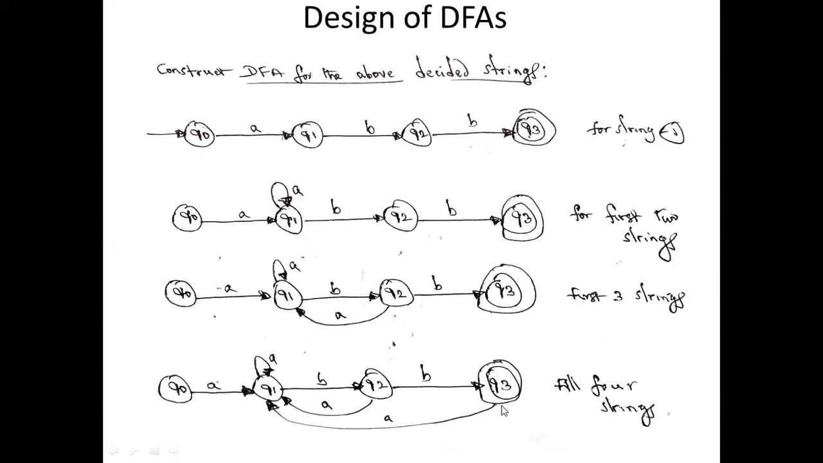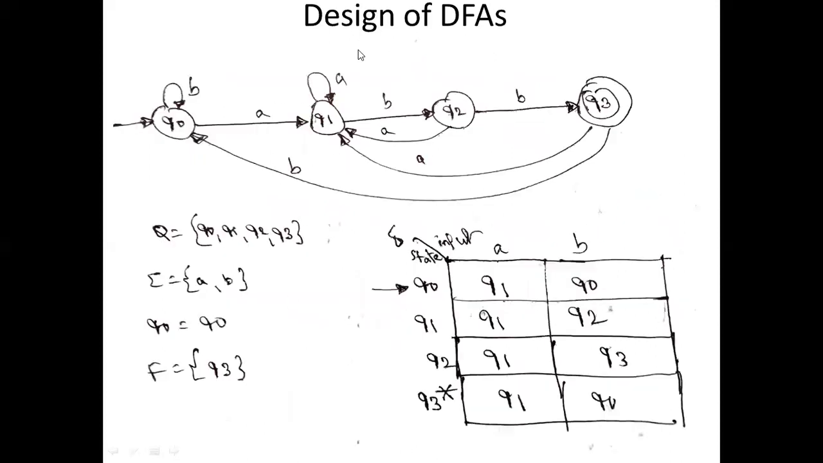B is missing from Q3, then Q3 on B is Q0. So this is the final DFA. For the left transitions, all the left transitions are connected to the initial state. Even if a transition is missing at the initial state, we need to connect it to that state itself, because B is not shown in the earlier diagram.